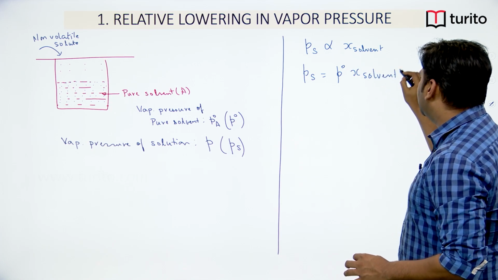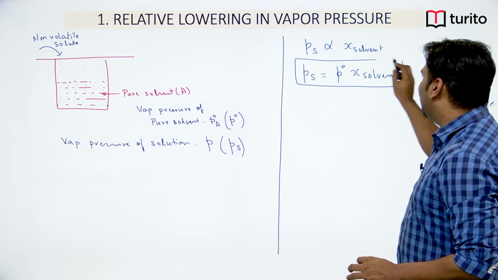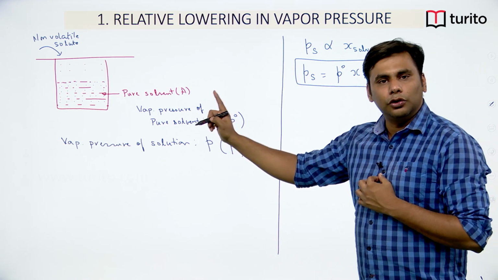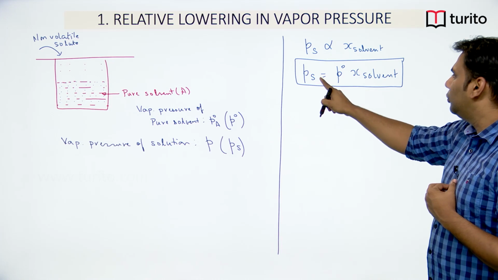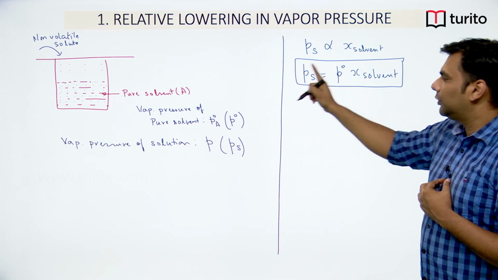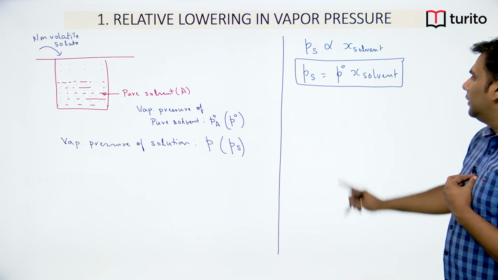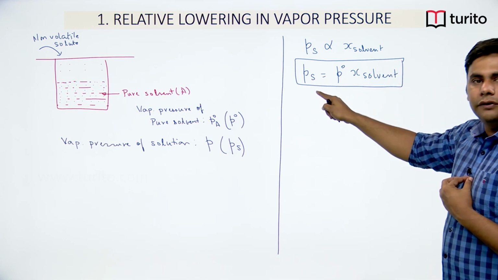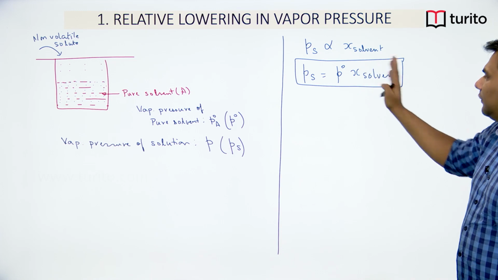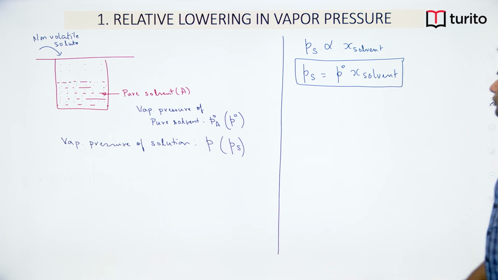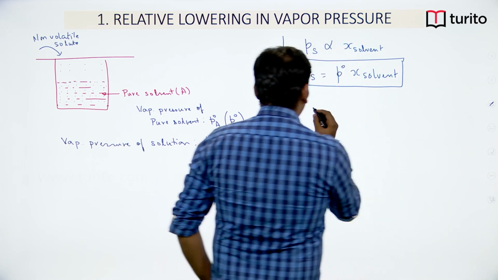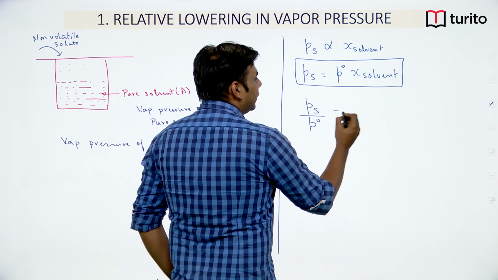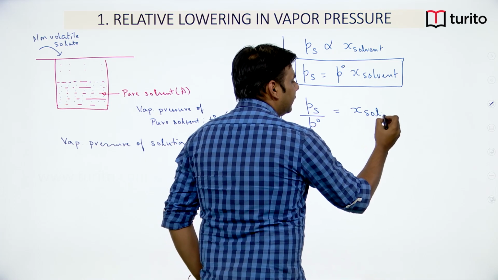Now we can easily make out from this expression, if X solvent is 1, it means that we have only pure solvent, so the pressure would be equal to P naught, that is the pressure of pure solvent. When X solvent is less than 1, the pressure over the solution will start decreasing. It's a very simple mathematical expression. So we can also write this as PS upon P naught equals the mole fraction of solvent.